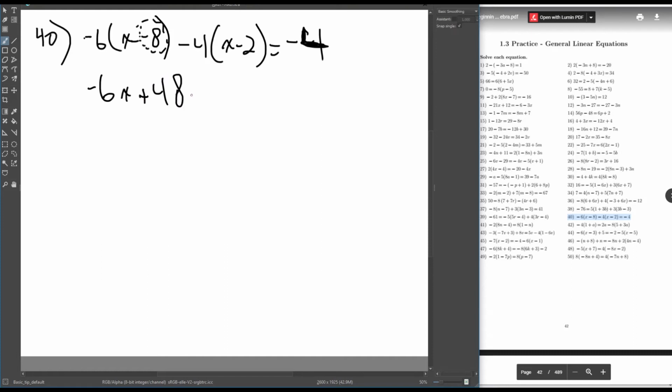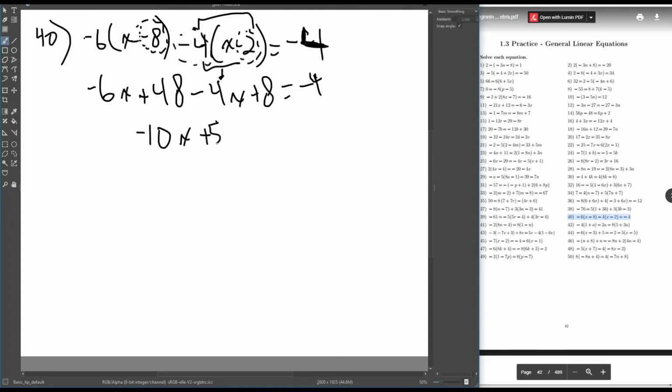Minus 4x, boom. Minus 4 times, just to show you what I'm doing here, I'm going a bit fast. I did minus 4 times x, I got this here. Minus 4 times minus 2 equals plus 8 equals minus 4. Sometimes people forget to finish the problem. I always do line by line, finish every single one. That way I can see better where I screwed up if I don't have the right answer. Okay, minus 6x minus 4x equals minus 10x. 48 plus 8 equals 56 equals minus 4.